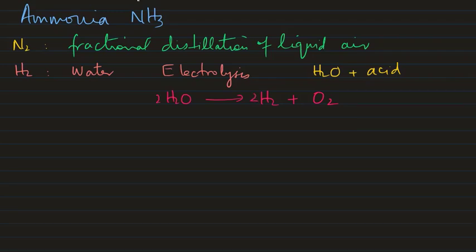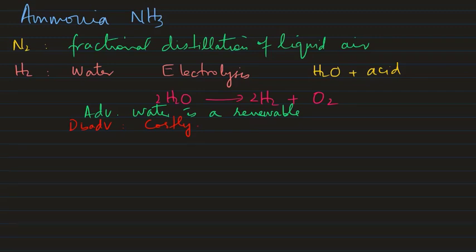So we get hydrogen. The advantage of this method is that water is renewable. But what is the disadvantage of this method? This method is costly, costly because of the use of electricity. Now let's see the next source of hydrogen. This was the first source of hydrogen.